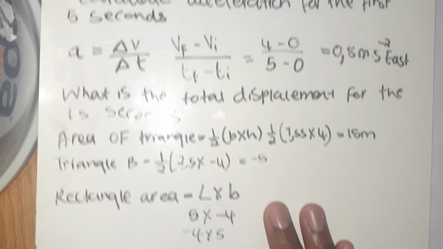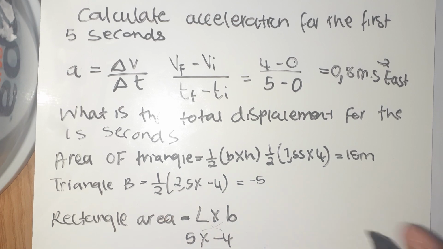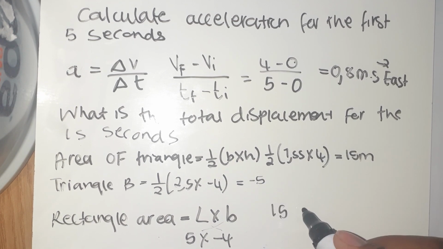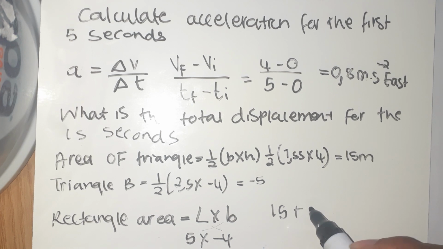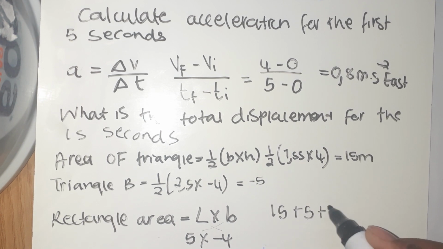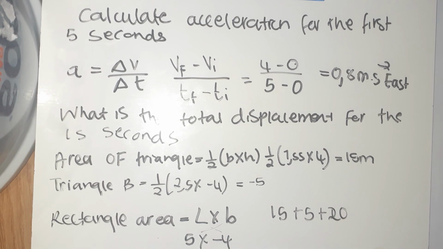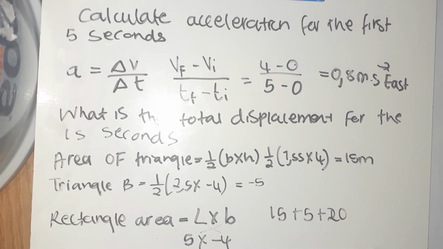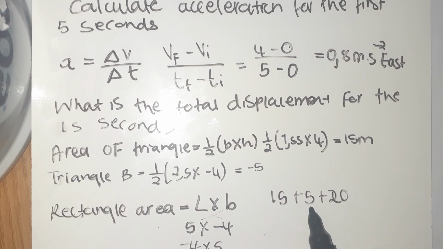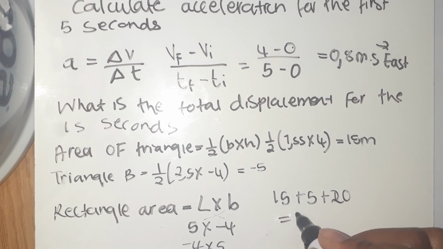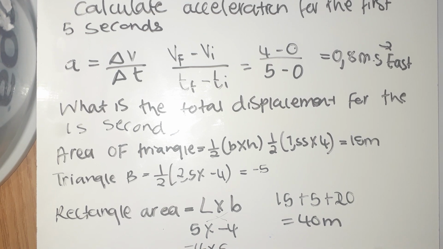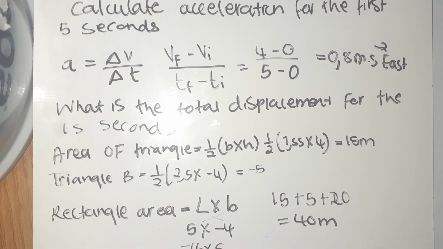So for distance, we will take the area, which is 15 for the first triangle, and then plus 5, don't mind the negative, plus 20. So we just add that together. 15 plus 5 is 20, plus 20, so we'll have 40. So that is our distance.